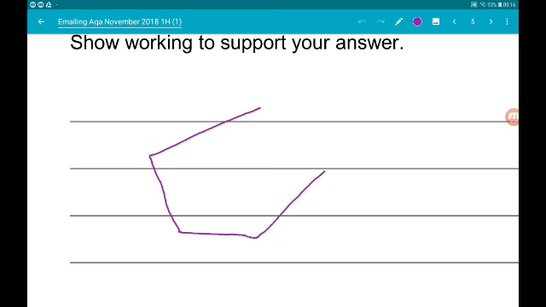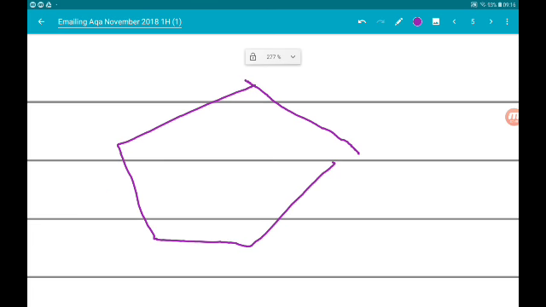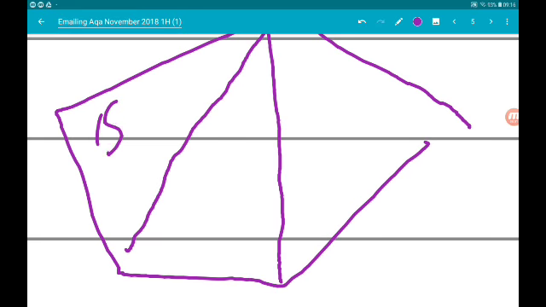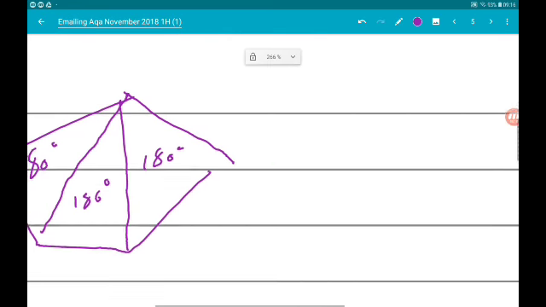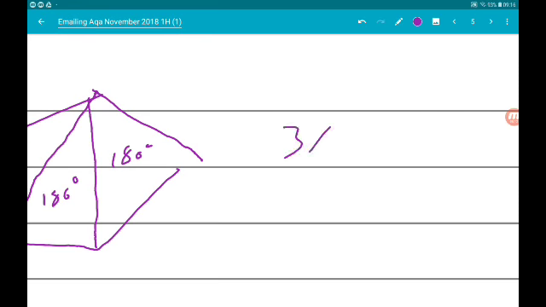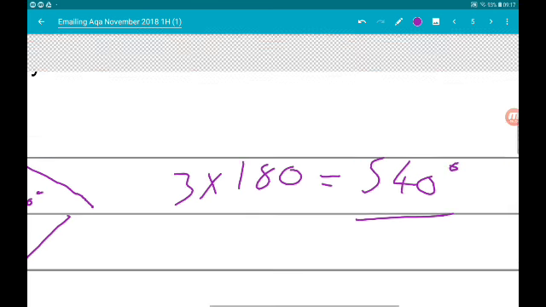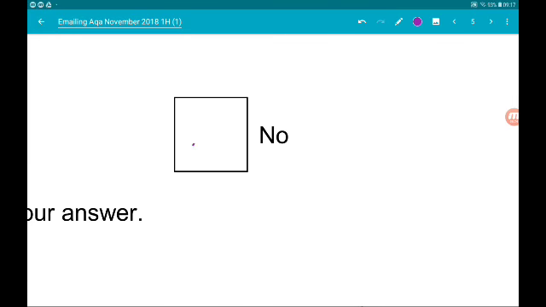To work out the sum of angles in a pentagon, we pick one of the corners and draw straight lines to any other corner. Now what we've done is created 3 triangles. Each triangle has 180 degrees in them. So 3 times 180 is 540 degrees. So Zach is wrong. Tick no.